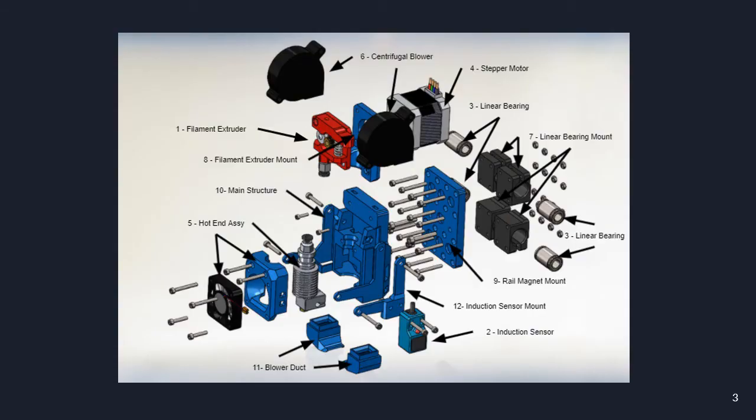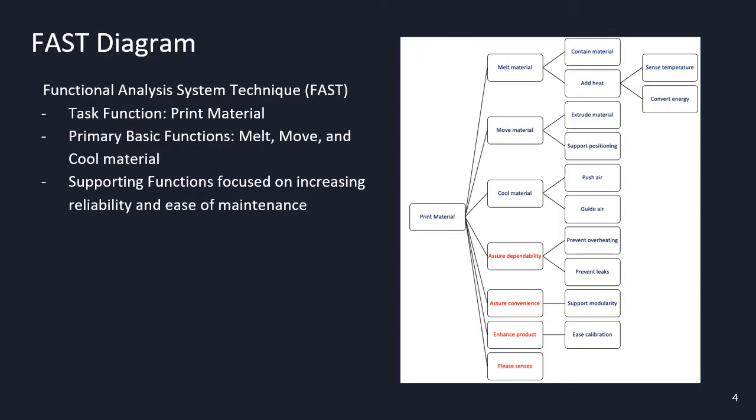This is an exploded view of the original design, which allows us to better understand how the parts function. To better understand part function, we created a FAST diagram. The task function is to print material. The primary basic functions are to melt, move, and cool material. Our supporting functions are focused on increasing reliability and ease of maintenance for customers.